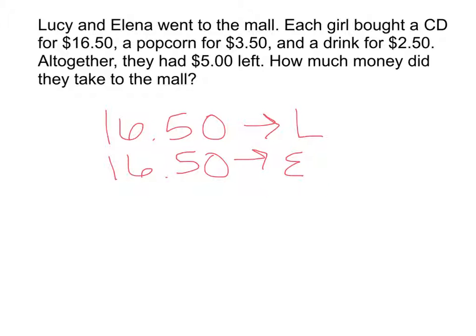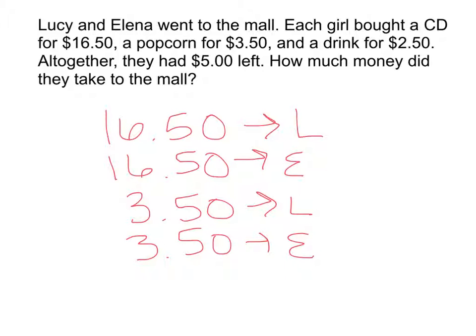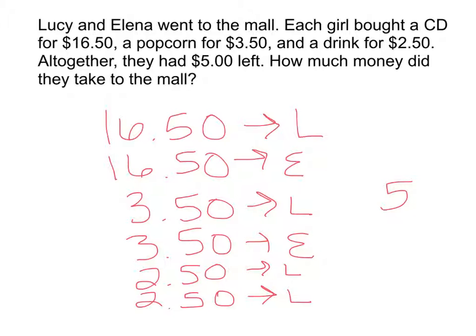Then you have each girl got a popcorn. So $3.50 Lucy, $3.50 Elena. And then you have $2.50 for a drink for each girl. Then it says all together they had $5 left. So they want to know how much money did they take to the mall.